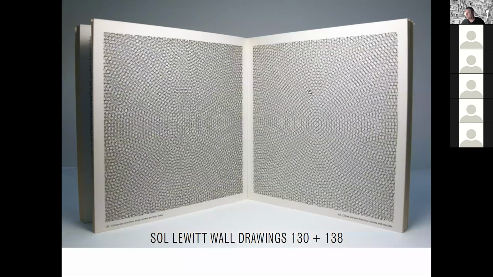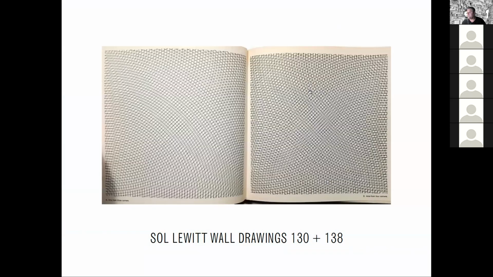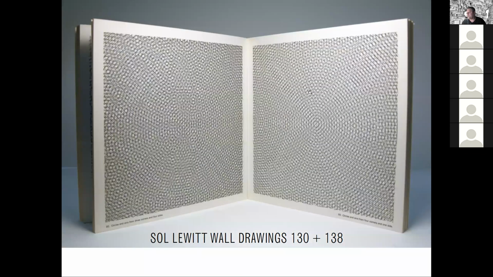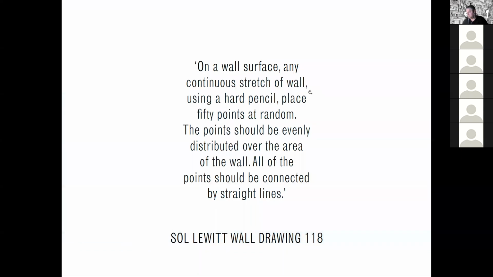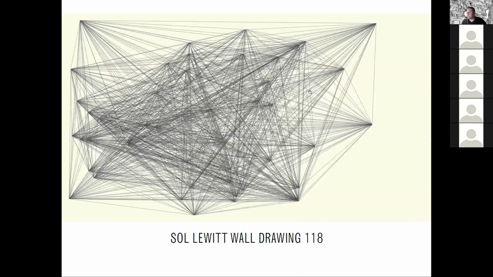You can start to see different densities and different readings, different samples, certain quadrants versus the whole thing. The center points in the center of the page, or if the center point for all the arcs are on the edges, you start to get different readings. Here's one called 118. On a wall surface, any continuous stretch of wall, using a hard pencil, place 50 points at random. The points should be evenly distributed over the area of the wall. All of the points should be connected by straight lines. So each point gets connected to every other point, and that's what these things typically look like.